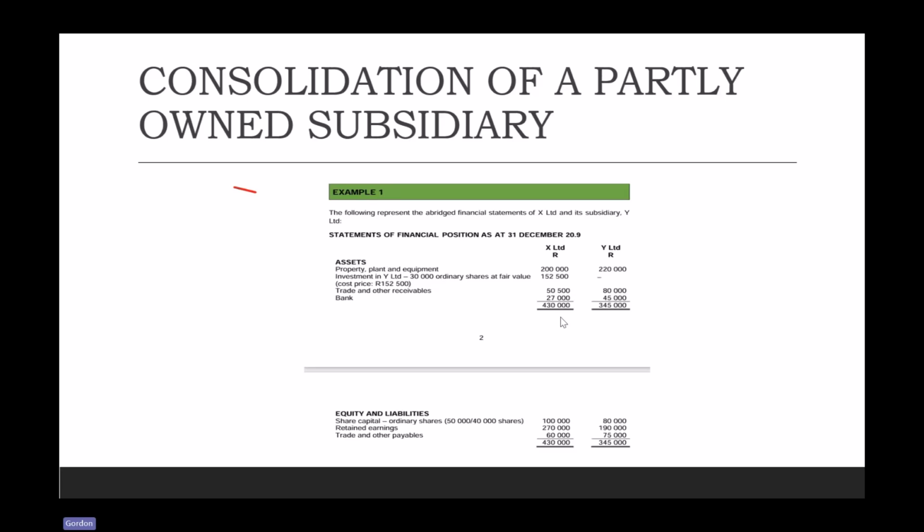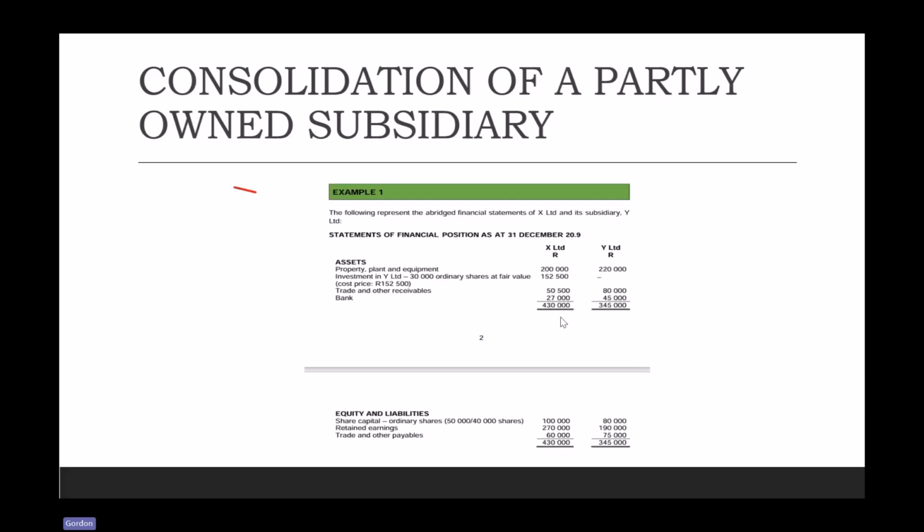Even before we go into that, let me go a step back. First of all, why are we preparing consolidated financial statements? Who can tell me why we are preparing consolidated financial statements? Okay, so it's to eliminate any intragroup transactions. Yes, it is. Is that the main reason why we prepare consolidated financial statements?